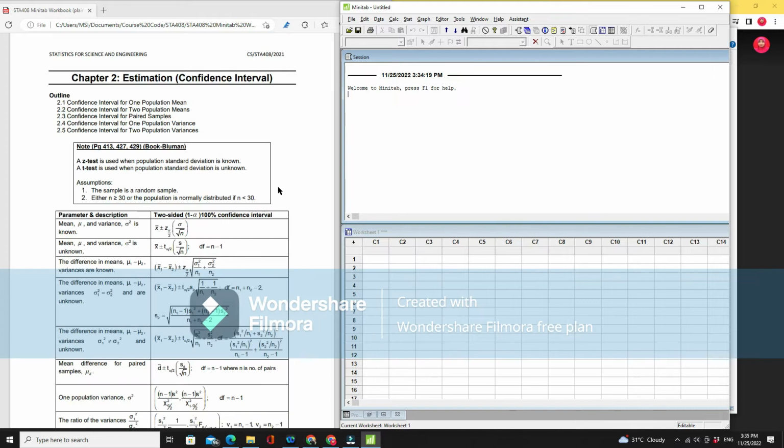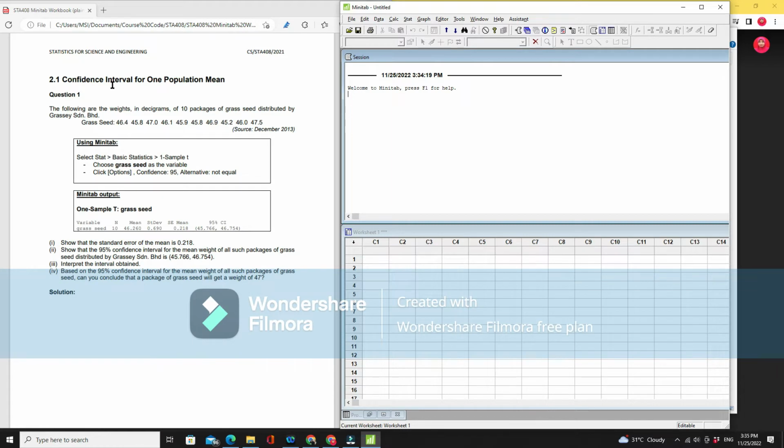From chapter 2, confidence interval, here we use Z-test and T-test. Z-test is used when the population standard deviation is known and the sample size is large, and T-test is used when the population standard deviation is unknown and the sample size is small. First, confidence interval for one population mean. Now I will show how you can key in data and then get the output.